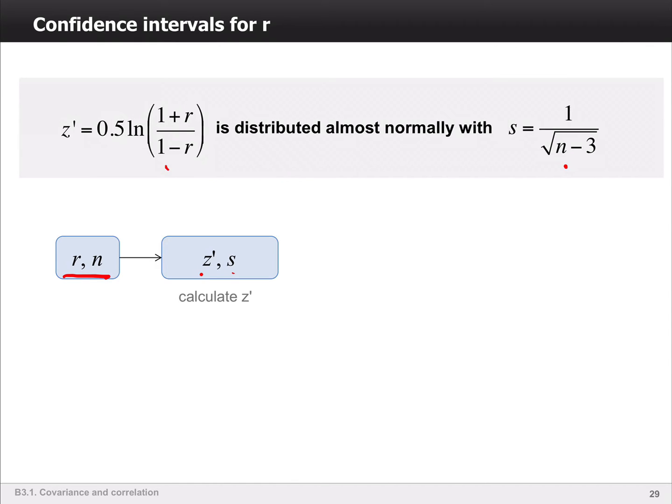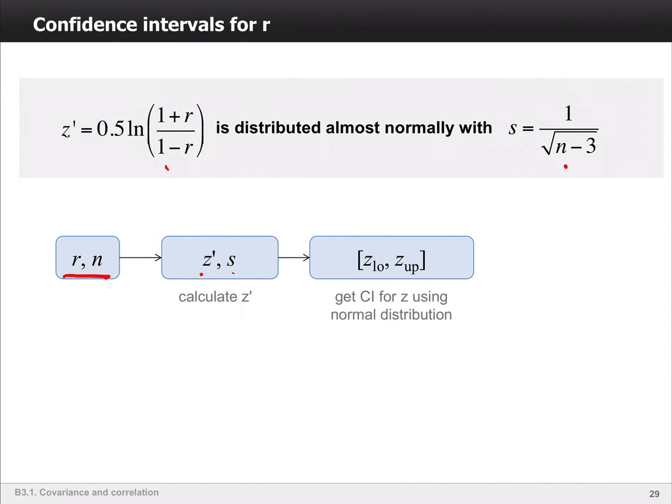Then the next, you use normal distribution because you already know the standard deviation and you already know the center of this normal distribution at z prime. You use normal distribution to calculate z low and z up, the smallest possible z and largest possible z. For example, if you want 95% confidence, you just take 1.96 standard deviations on both sides of z prime. If you want 99.7% confidence, then it will be 3 standard deviations. So you know this already.